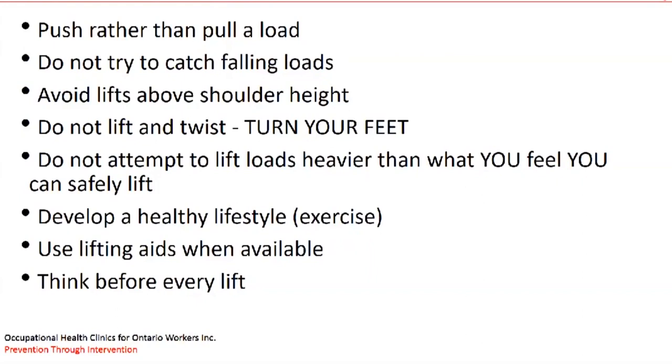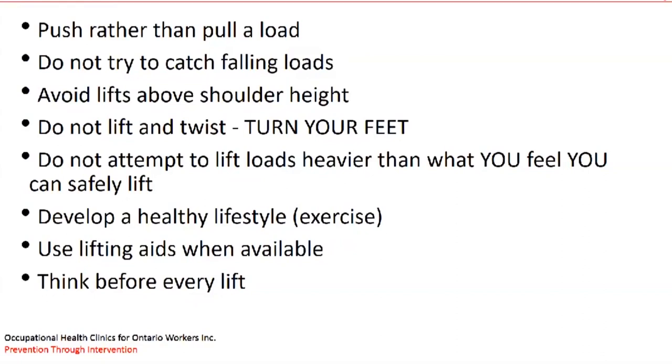Develop a healthy lifestyle, including exercise. One of the best exercises for people with severe low back problems is actually walking. The day of staying at home and lying on the couch no longer applies when you have a back injury. Getting up, being mobile, getting the blood going to the muscles is the most important factor to actually stimulate healing.